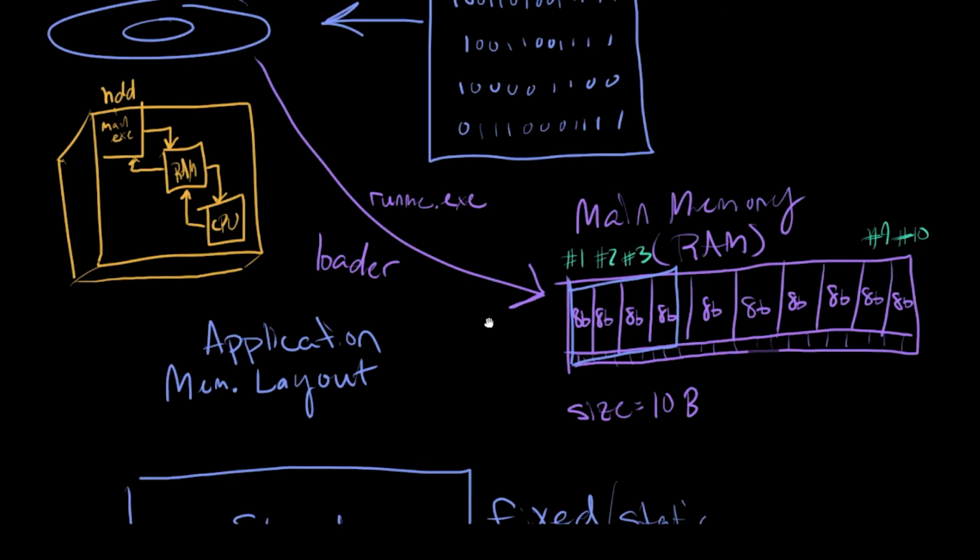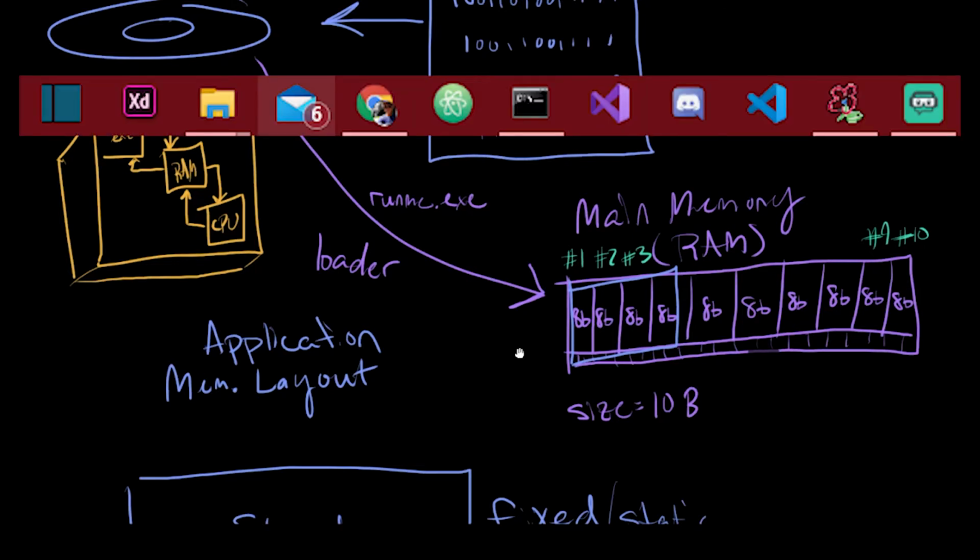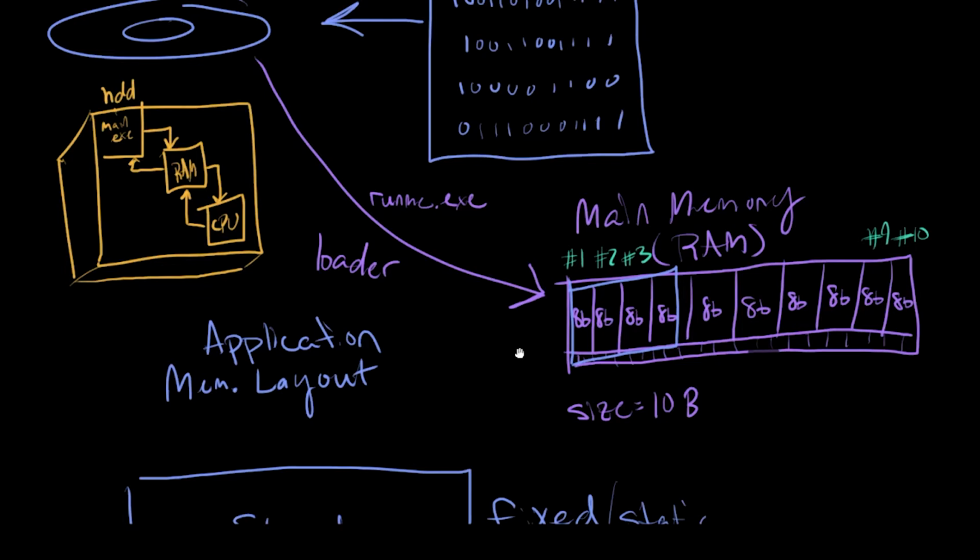And this is why you can actually run multiple applications, multiple programs on your computer. This is why you can have 5 Chrome tabs open, why you can have the File Explorer open, why you can run a video in the background. It's because our RAM is big enough to support multiple programs.